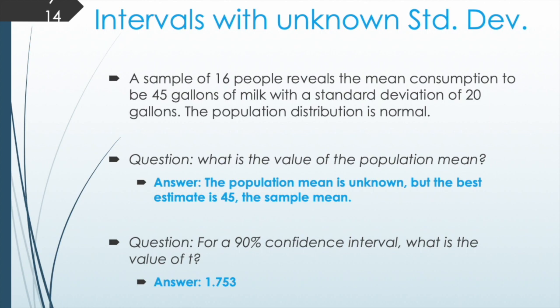Okay, if we're doing a 90% confidence interval, what's the value of t? So you're going to pull out your t distribution chart. You're going to go to the column that represents 90%. And then for your degrees of freedom, remember it's n minus 1, so you're going to be using 15 for your degrees of freedom. You will find a corresponding t value of 1.753.